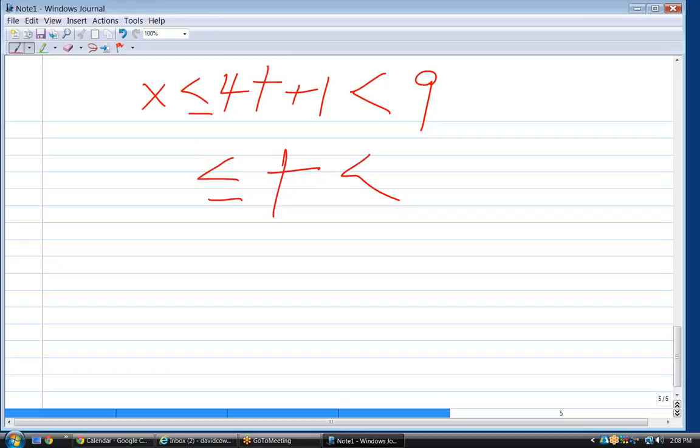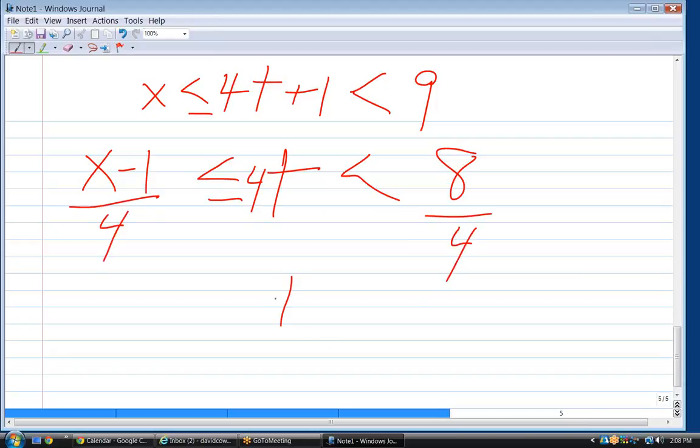All right, so first I would subtract 1 from all 3 of them. So it's x minus 1, 9, or 8. Now we got that. And then divide by 4. So we end up with t is greater than or equal to x minus 1 over 4 and less than 2. Yeah.